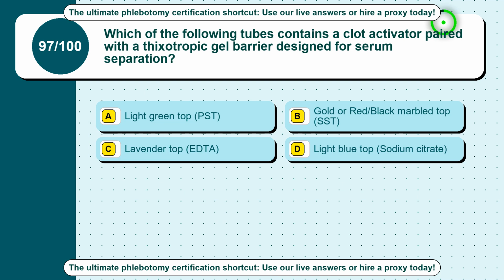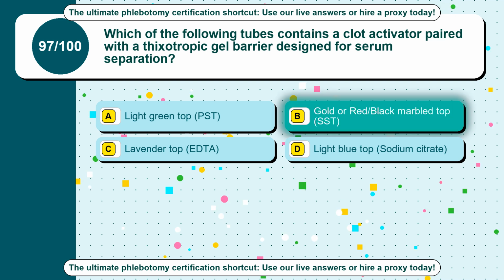Question 97. Which of the following tubes contains a clot activator paired with a thixotropic gel barrier designed for serum separation? Option A, light green top, PSD. Option B, gold or red/black marbled top, SST. Option C, lavender top, EDTA. Option D, light blue top, sodium citrate. The correct answer is option B, gold or red/black marbled top, SST.